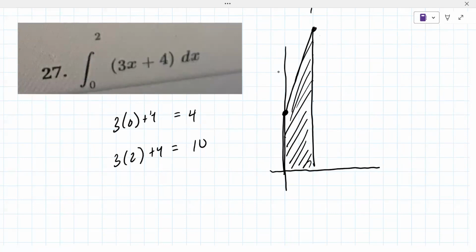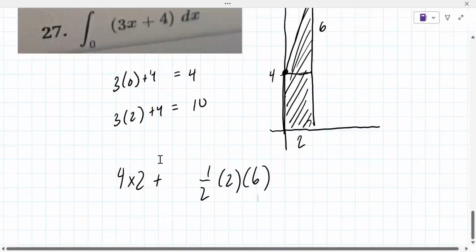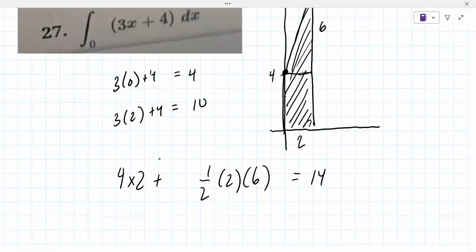So this is a trapezoid, or you can look at it as a rectangle plus a triangle. How do you see it? A rectangle and a triangle. Okay, so that's 4 times 2 for the rectangle, plus the triangle, which is 1/2 base times height. The base is 2. The height here looks like it's 6 for that part. So 14 maybe. Yeah, that makes sense.